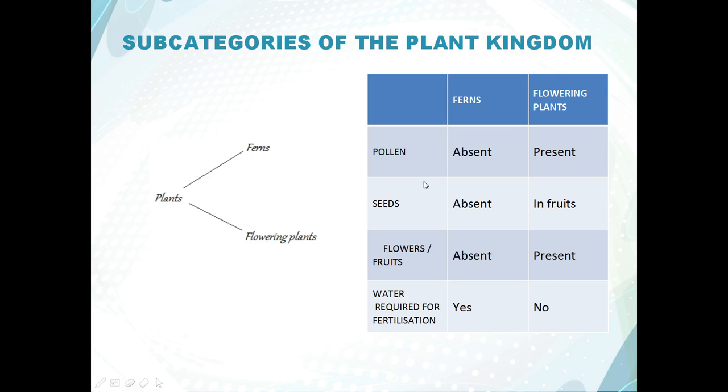In ferns, pollen doesn't exist, but in flowering plants, pollen does exist, and that's their mode of reproduction. Seeds, once again, ferns do not have them, but flowering plants do, which is within the fruits they produce. Flowers obviously are not present in the ferns, but are present in flowering plants. And water is a requirement for ferns to fertilize, but not a requirement for the fertilization of flowering plants. So yeah, that's about it. Nothing really too difficult to understand here. It's just a matter of memorizing the table.